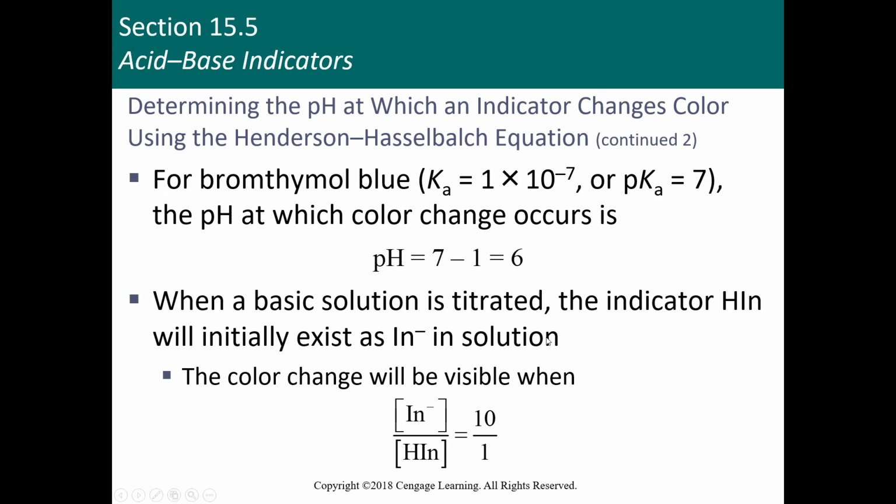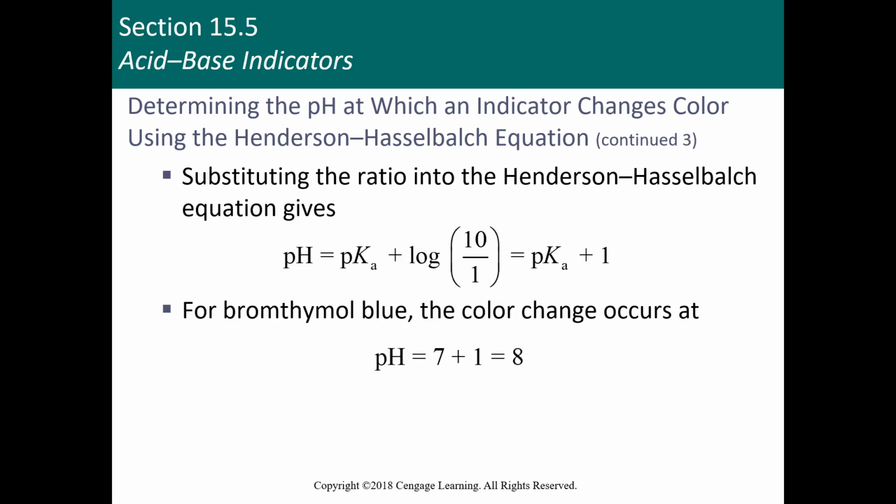So when a basic solution is titrated, the indicator HLn will exist virtually as Ln minus in solution, the basic form. So we would have to flip this color change. What we're looking for here is 1 in 10 of the acid versus the base, right? And so again, we go ahead and look at this. This would be the other side of the color change where we're going from blue and we're starting to get that greenish color, right? And so that would be 10 to 1. That would be the pKa plus 1. And so we should start seeing a green color when we're going down in pH units, at about pH 8.